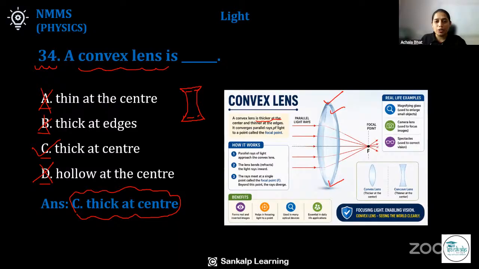It converges parallel rays of light to a point called the focal point. This is the focal point. Okay. See, this is a convex lens. This is thick at center and thin at edges. Whereas a concave lens is thinner at center and thicker at edges. This is correct. Thank you.